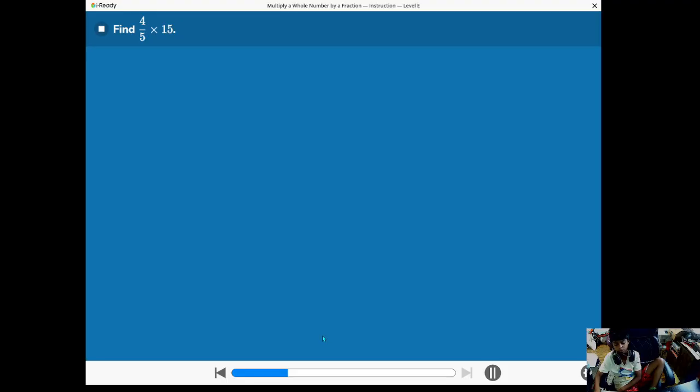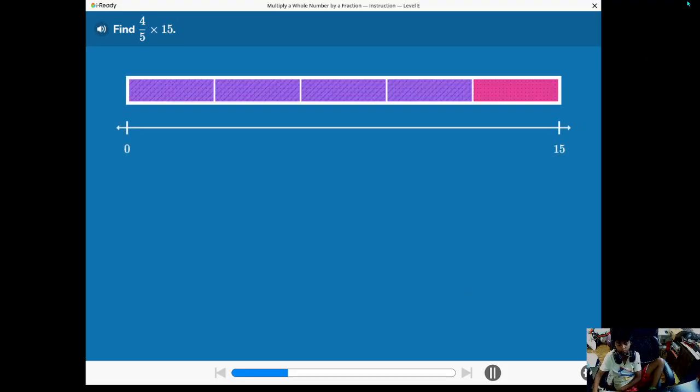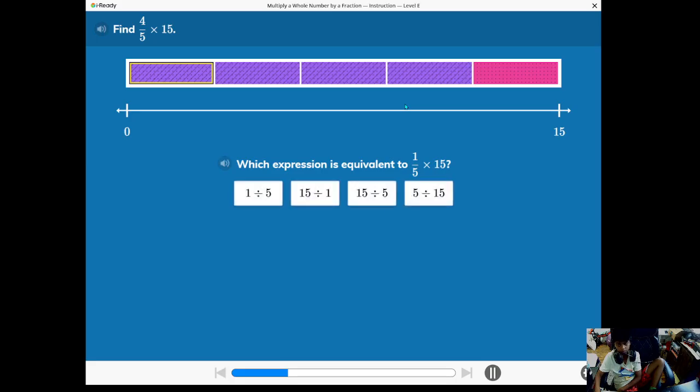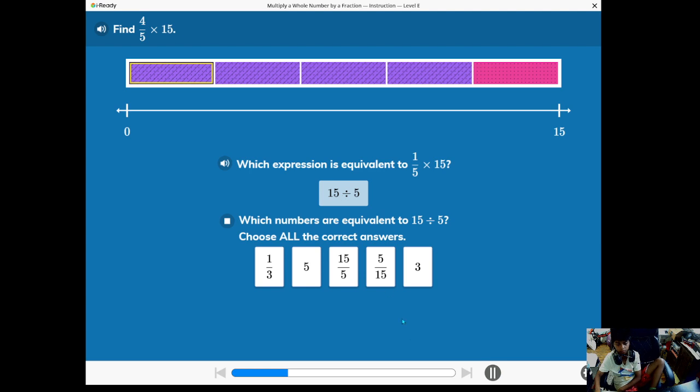Find 4/5 times 15. To find 4/5 of 15, first think about 1/5 of 15. Which expression is equivalent to 1/5 times 15? 15 divided by 5. Which numbers are equivalent to 15 divided by 5? Choose all the correct answers. 15 divided by 5 is equivalent to 15/5. 15 divided by 5 is also equivalent to 3.